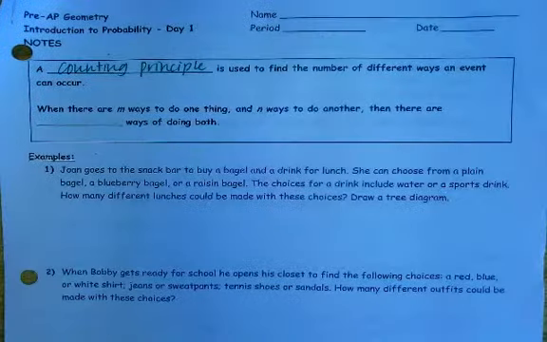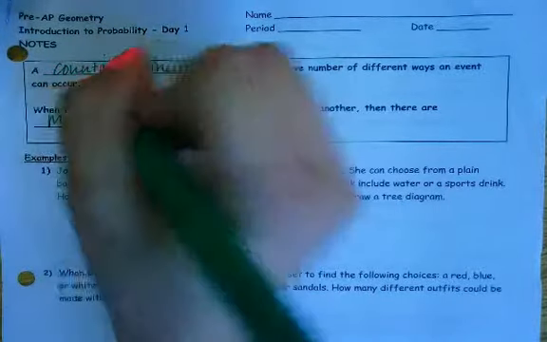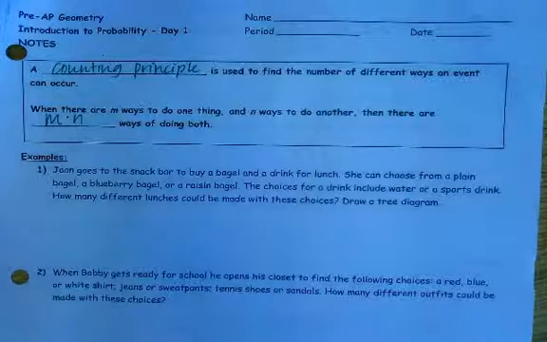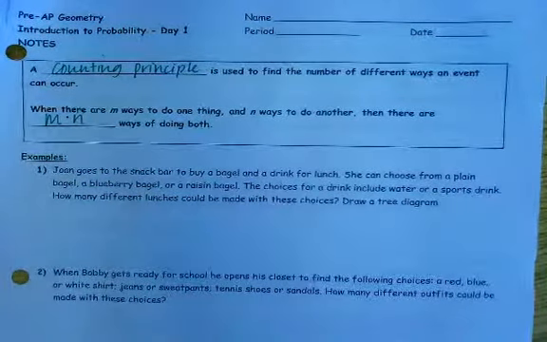The counting principle is used to find the number of different ways an event can occur. So when there are m ways to do one thing and n ways to do another, then there are m times n ways of doing both. Okay, so you multiply the total number of ways that's available for the first thing times the total number of ways that are available for the next thing.